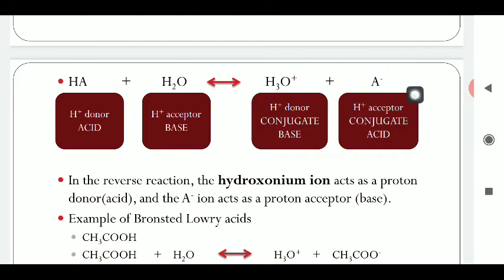So this HA and this A negative together are known as a conjugate acid base pair. This A negative now has a tendency to gain the H positive ion, because this A negative has the negative charge, or you can say this one is an anion. Whenever excess H positive ion comes in contact with this A negative, it is again converted to HA. So this HA and A negative together are known as a conjugate acid base pair.